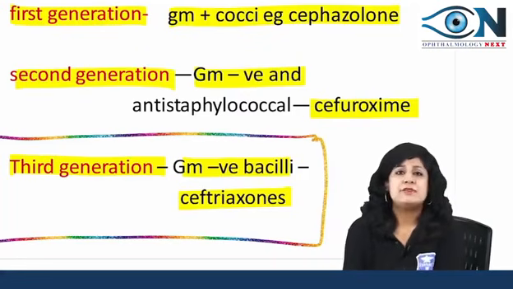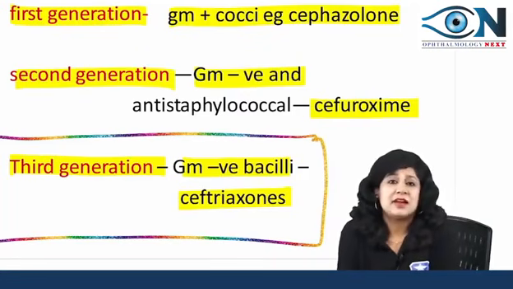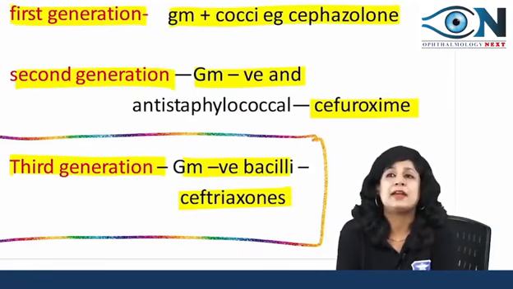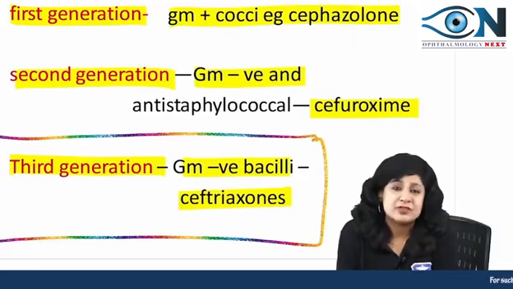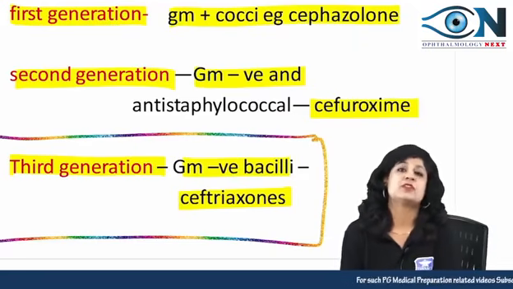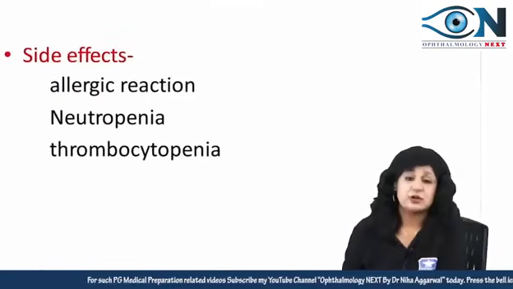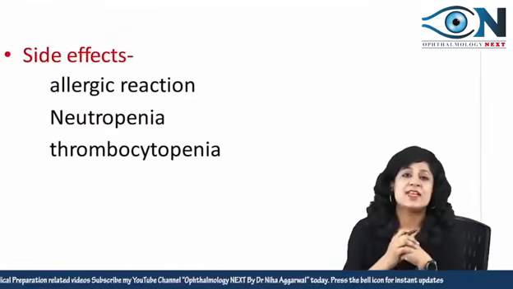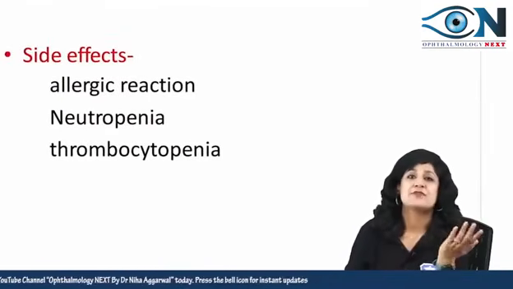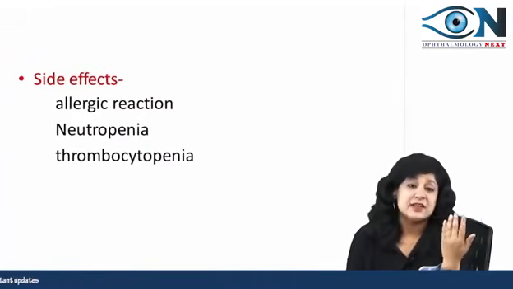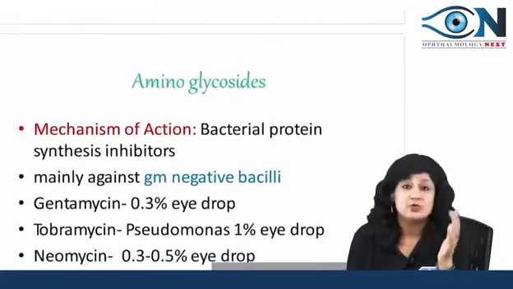And whenever we start suspecting endophthalmitis and we are starting the systemic antibiotics, till now we have not given the intravitreal, you are waiting. So it is always safest to start with the third generation, that is your ceftriaxone. Alright. If I talk about the side effects, they are always there. So we have allergic reactions, we have neutropenias, the thrombocytopenias. Yes, they are severe, but nevertheless we don't always have a choice.